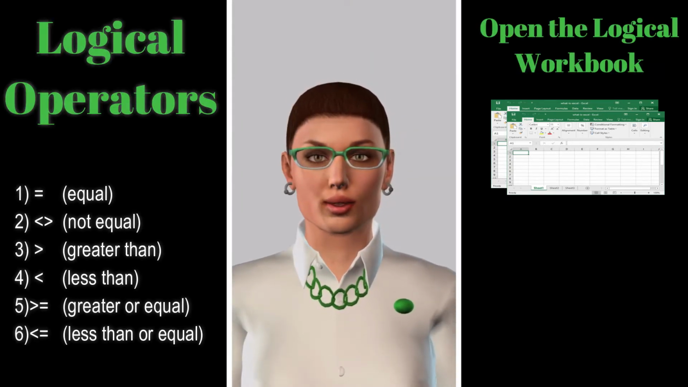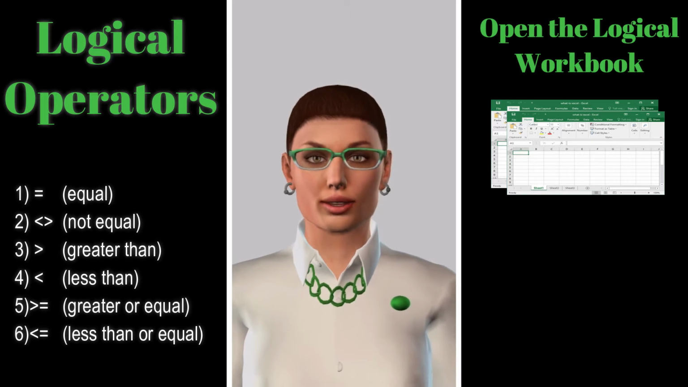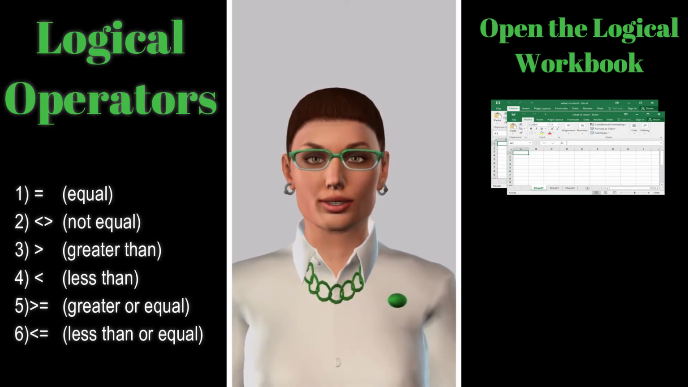A logical operator is used in Excel to compare two values. These operators are sometimes called Boolean operators because the result can only be true or false. There are 6 operators we will cover: equal or not equal, greater than or less than, equal or greater than, and equal or less than.